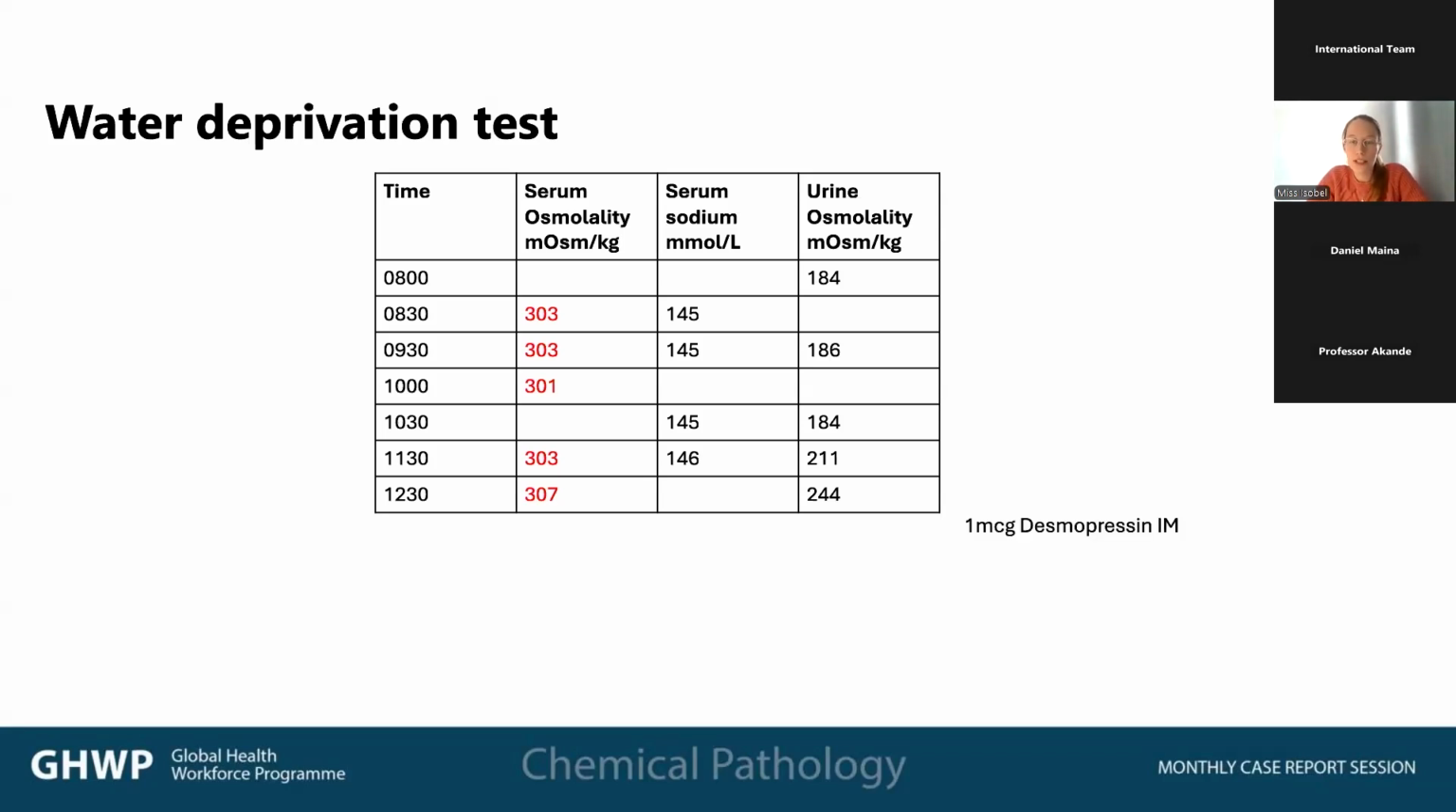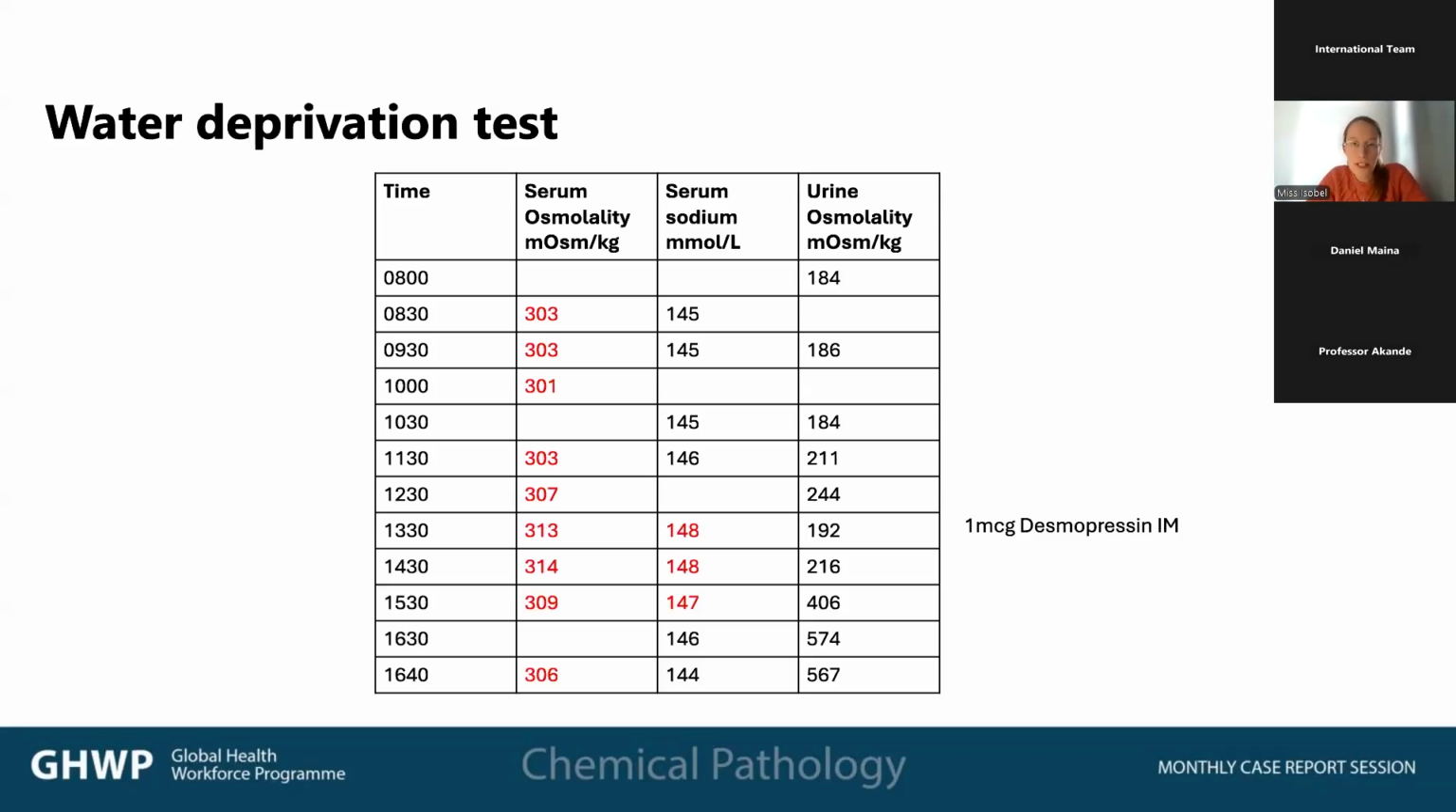At just after the 12:30 sample, the patient was given 1 microgram of desmopressin intramuscularly, which is synthetic ADH hormone. And after that point, you can see from the urine osmolality results that the urine is starting to become less dilute. The osmolality is increasing, so that she is able to concentrate her urine if she's given the synthetic ADH. So this points to a diagnosis of central or cranial diabetes insipidus. So the kidneys are able to respond to the ADH, but it looks like it's not being produced properly in the pituitary gland.